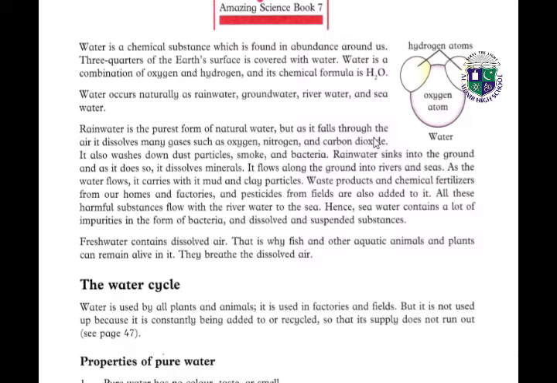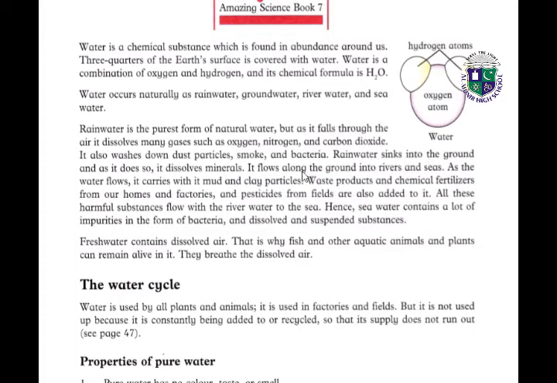But when it falls through the air, it dissolves many gases. Oxygen is present in our air or atmosphere, nitrogen is also present, carbon dioxide is also present. So rainwater is the purest form, and when it falls through the air it dissolves many other gases from our air. It also washes down dust particles, smoke and bacteria which are also present in our air.